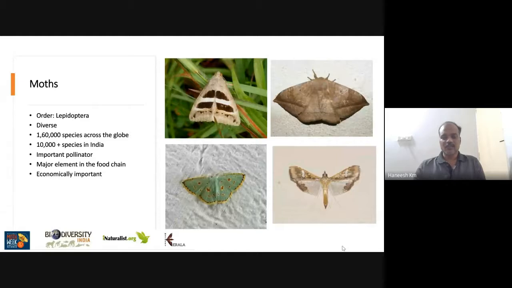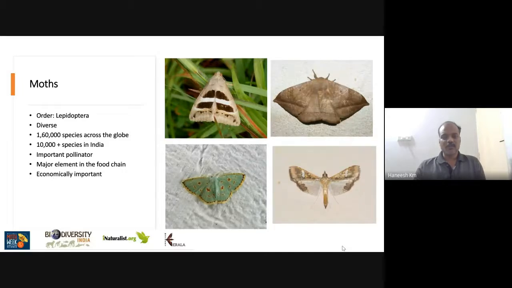Out of that, we have recorded only some 5,000 to 6,000 moths so far. So there are many moths still not known to science or not known to human beings. That is a contest in which we are trying to spread awareness on moths.